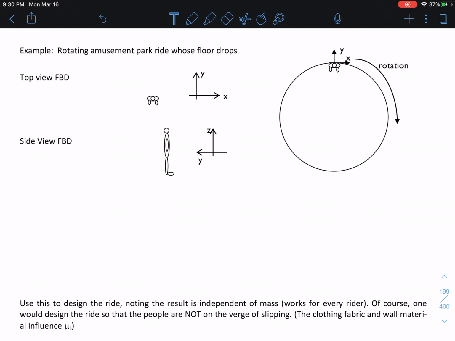So what we have here is an amusement park ride. You basically get into a chamber, and the chamber is rotating as shown in the picture on the right side. It looks like it's rotating clockwise, and what you see right at the origin, where the X and Y intersect, is a person. You see the top view here, and on the left side there are two free body diagrams drawn for the same person, top view and the side view.